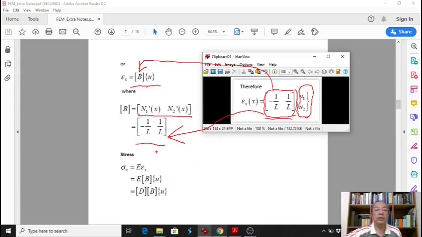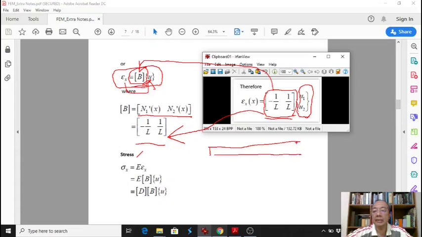So from this, we can conclude that the strain is related to the nodal displacement U by the factor B. Next, we need to consider stress for the bar element. So this is the bar element, and we need to consider stress also. This is stress x.